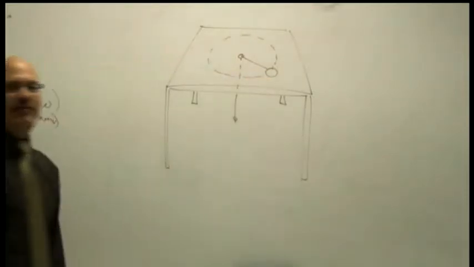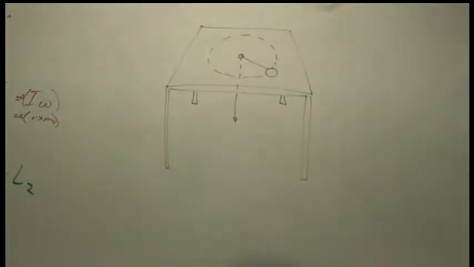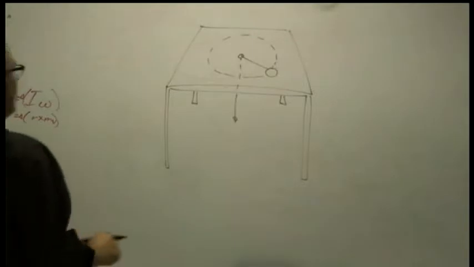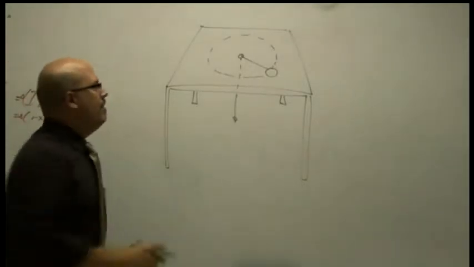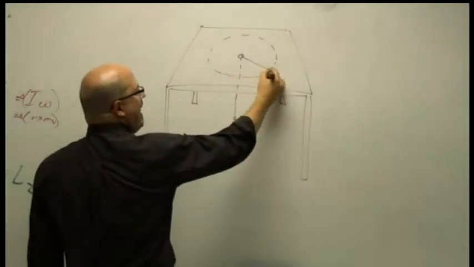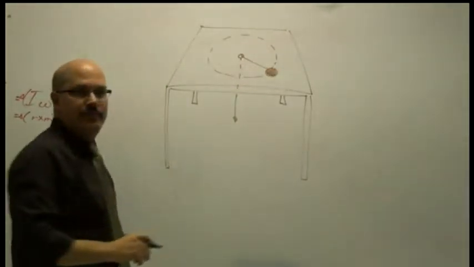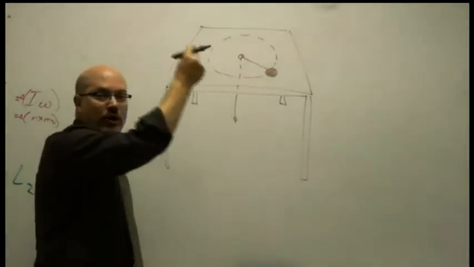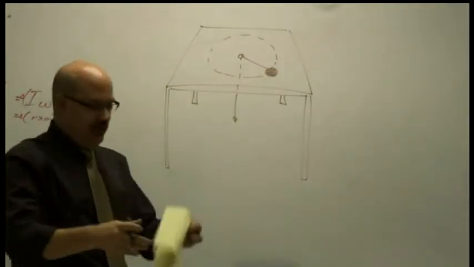All right, we have a table. There's a hole in the middle of the table. There's a ball on the end of a string attached to a mass right here. Okay? And right here, you can pull it downward or upward to change the radius.